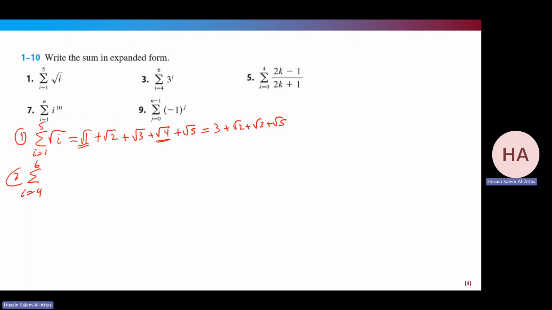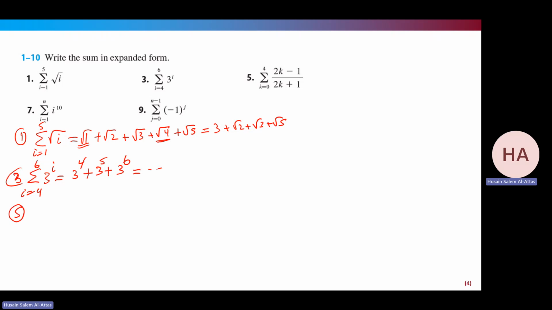Summation i equal 4 to 6 of 3 to the power i. So I start at 4 up to 6. I have 3 to the power 4. Next one, i will be 5, that will be 3 to the power 5. Then i equal 6, 3 to the power 6. You can do the calculation.